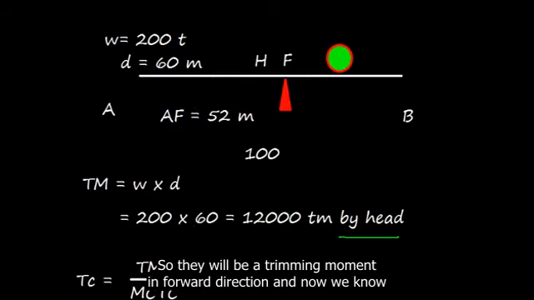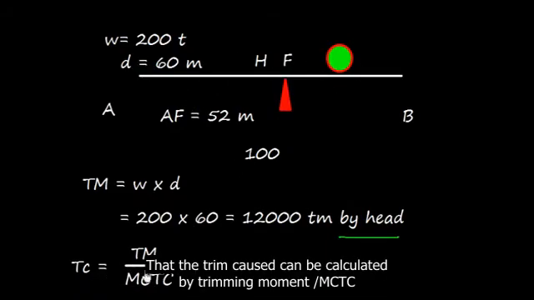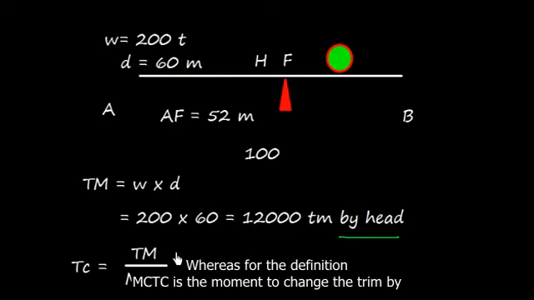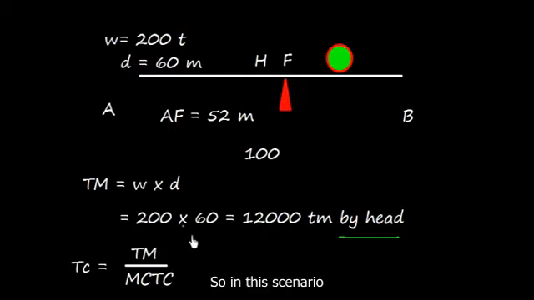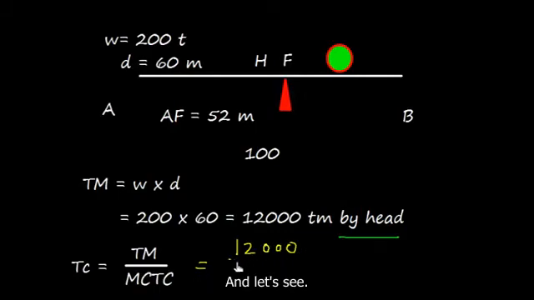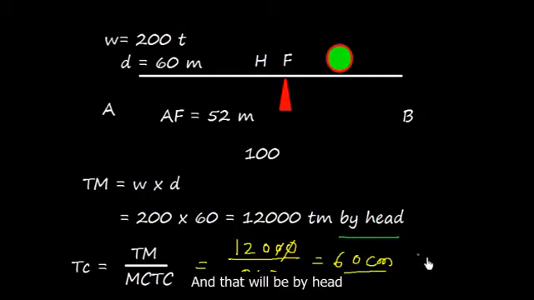Why by head? Because I shifted this weight from aft to forward, so there will be a trimming moment in the forward direction. And now we know that the trim change can be calculated by trimming moment divided by MCTC, where as per the definition, MCTC is the moment to change the trim by 1 centimeter. So in this scenario, let's say the trimming moment is 12000 and let's say the MCTC is 200. So we have this 60 centimeter trim change, and that will be by head.